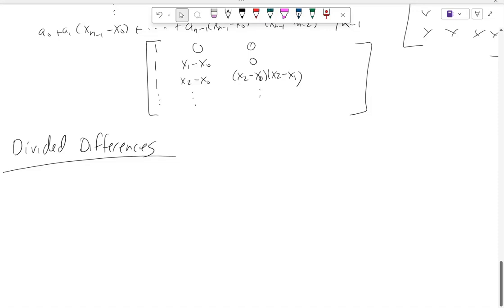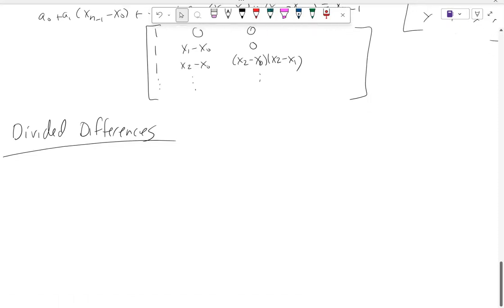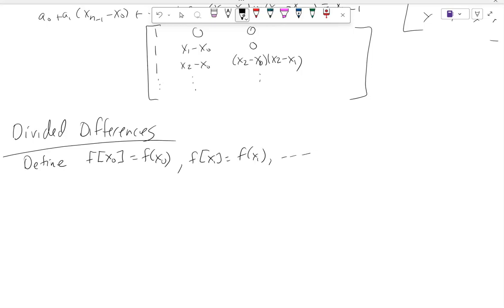The first thing we're going to do is define our notation. We're going to use brackets this way. So we're going to define f bracket x naught really is just f of x naught. And f bracket x1 is f of x1, and so on down the line. Okay, so that seems kind of dumb, right? I agree, that seems kind of dumb. But the next ones will make more sense as we go along.